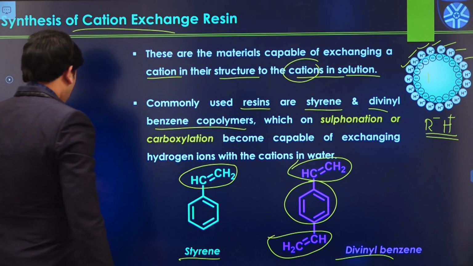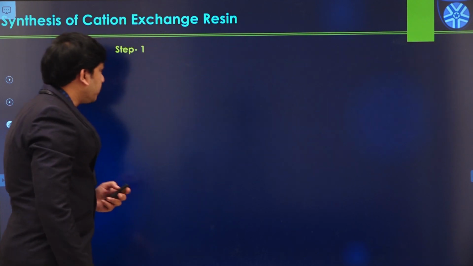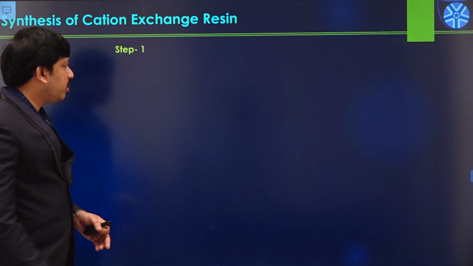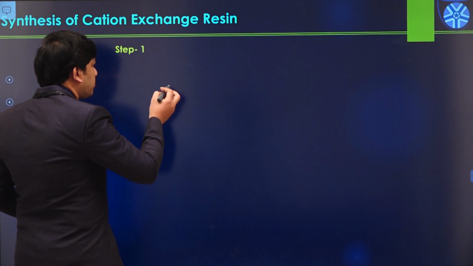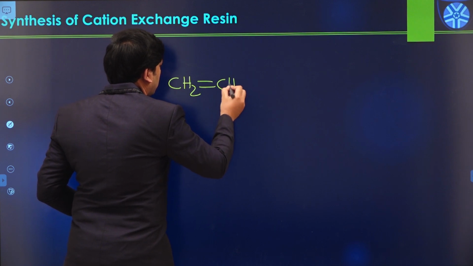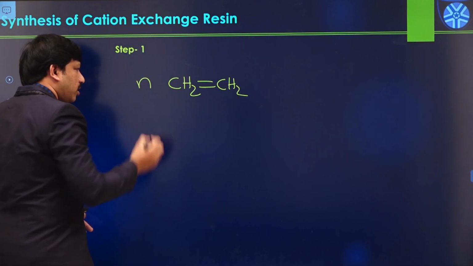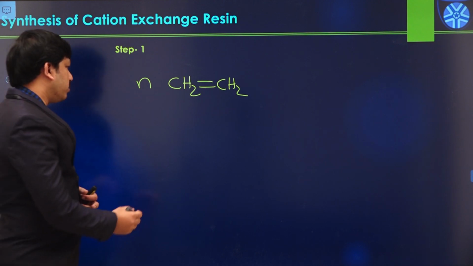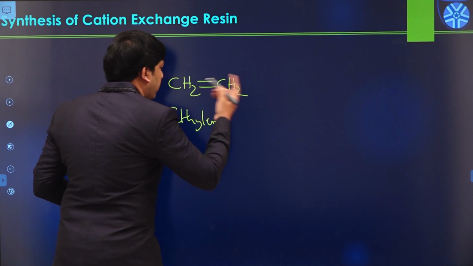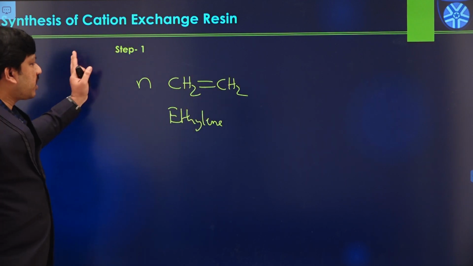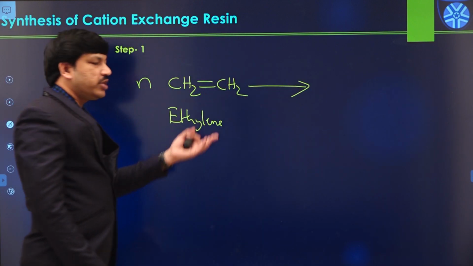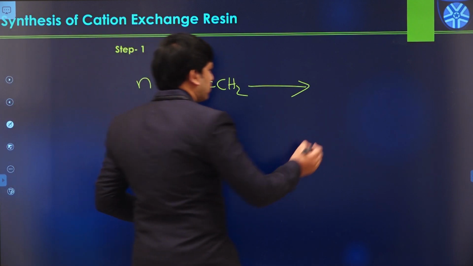Okay, so let us see how it is possible. For understanding the formation of the corresponding copolymer, I am taking one of the simplest polymerization processes, ethylene polymerization. Let us assume that we have n number of ethylene molecules. If we can understand this process, we can easily understand the styrene divinyl benzene copolymerization process. Generally, these ethylene molecules polymerize to produce the corresponding polyethylene compound like this.